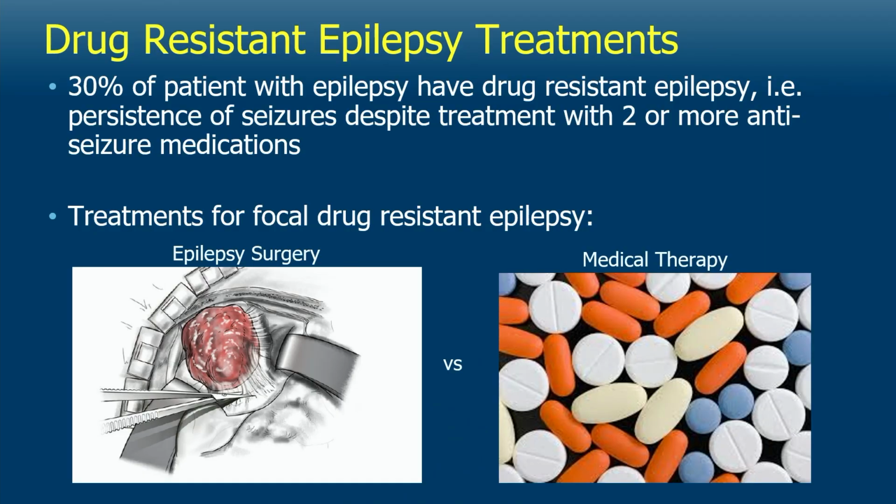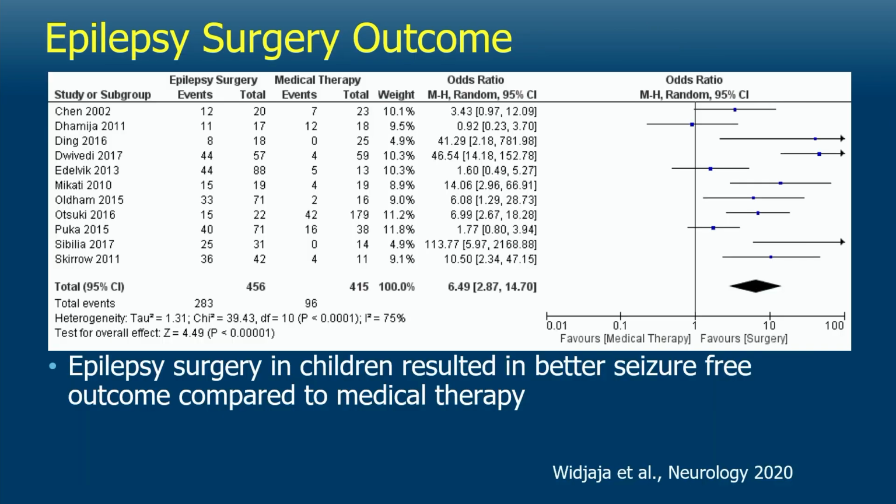So about 30% of patients with epilepsy have drug-resistant epilepsy, which is referred to as persistence of seizures despite treatment with 2 or more anti-seizure medications. The 2 broad categories of treatment for focal drug-resistant epilepsy include epilepsy surgery or medical therapy. In a previous systematic review of the literature, we have shown that epilepsy surgery in children resulted in better seizure freedom compared to medical therapy.